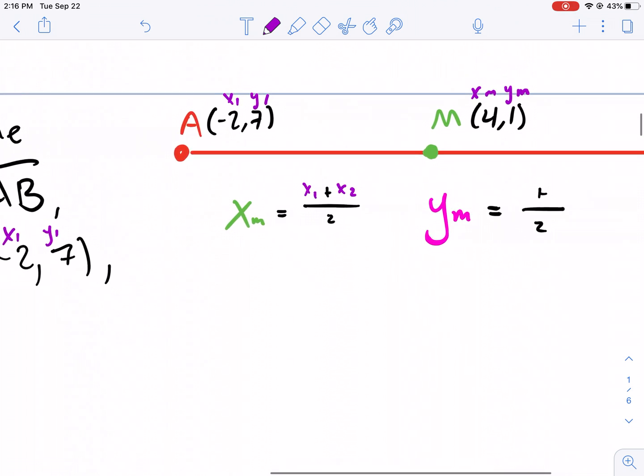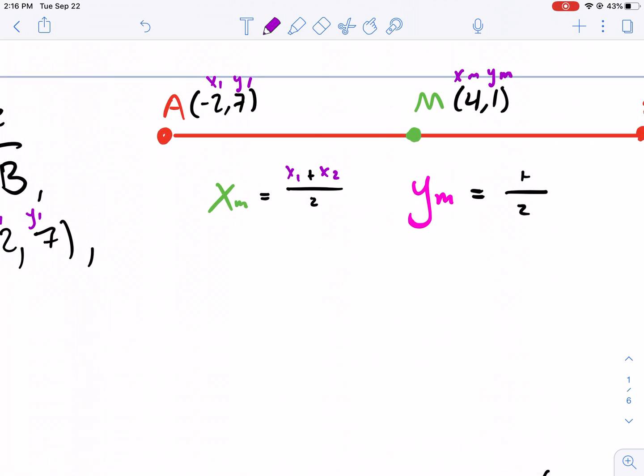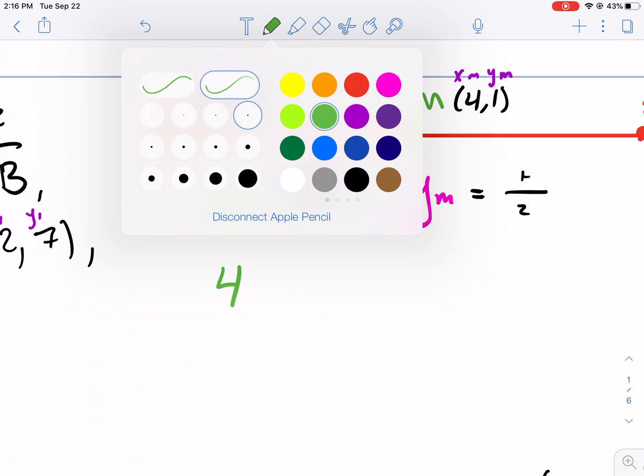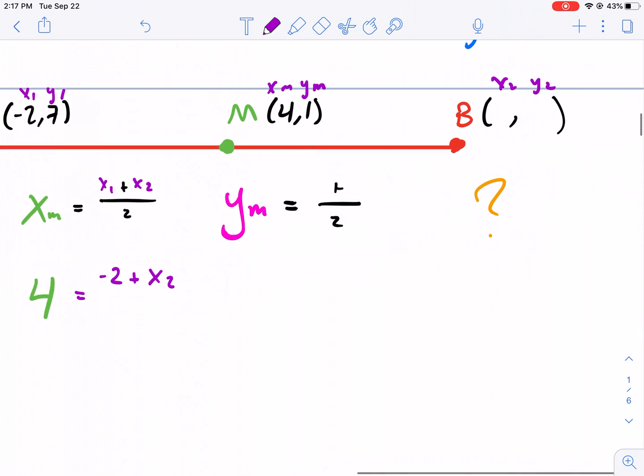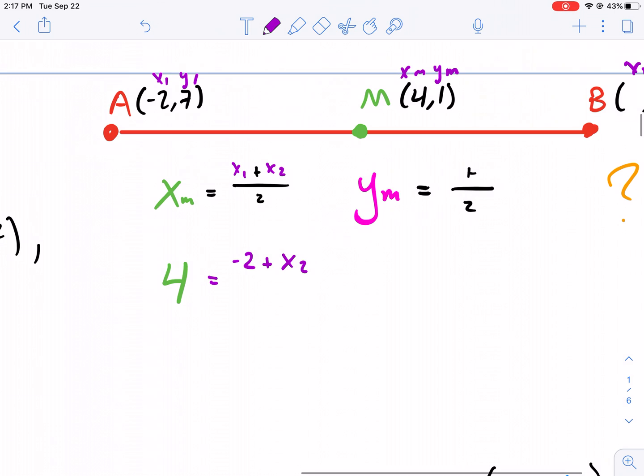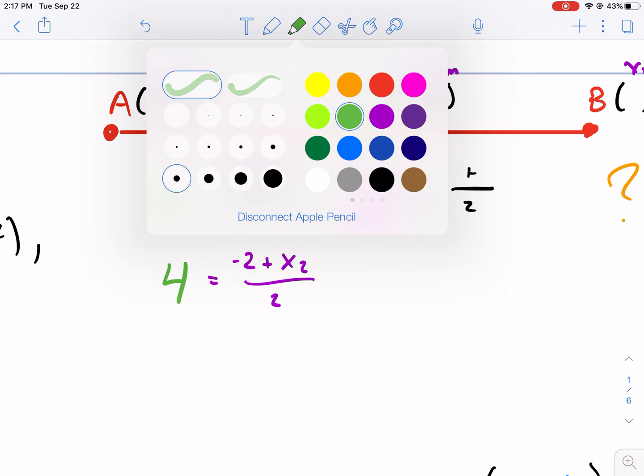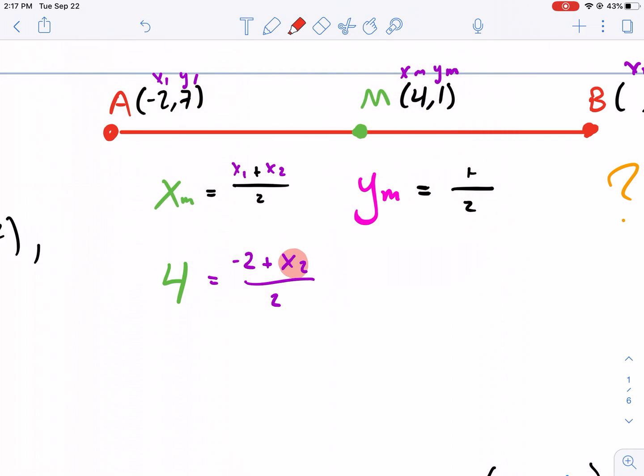What do we know of this stuff? Well, we know XM. Look, on this side of the equal sign, we know XM is 4. And that is equal to X1, negative 2, plus X2, we don't know. We have to leave it because we don't know what that is, divided by 2. Notice here I left the endpoint blank this time. Let me change it, I don't know, red. I left the endpoint blank, and this time I knew the midpoint. This was given. So it changes the equation a little bit.